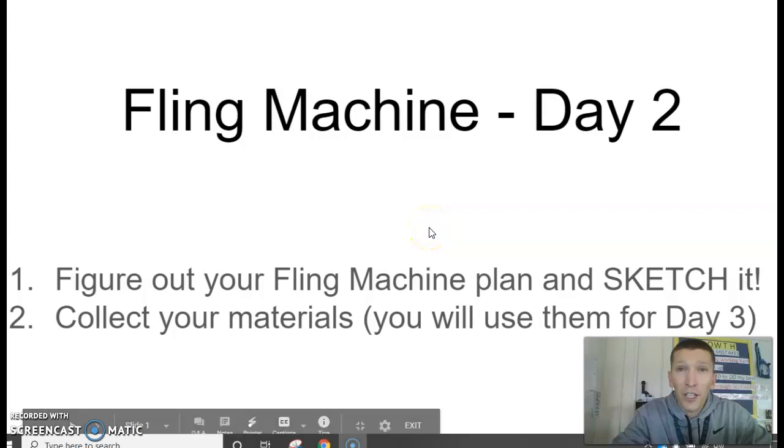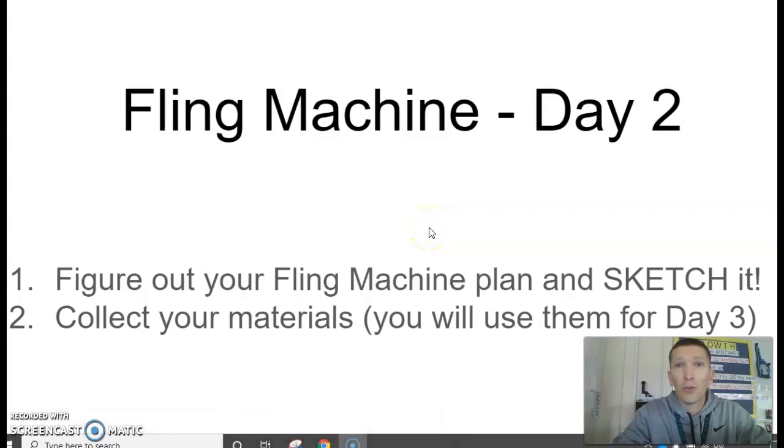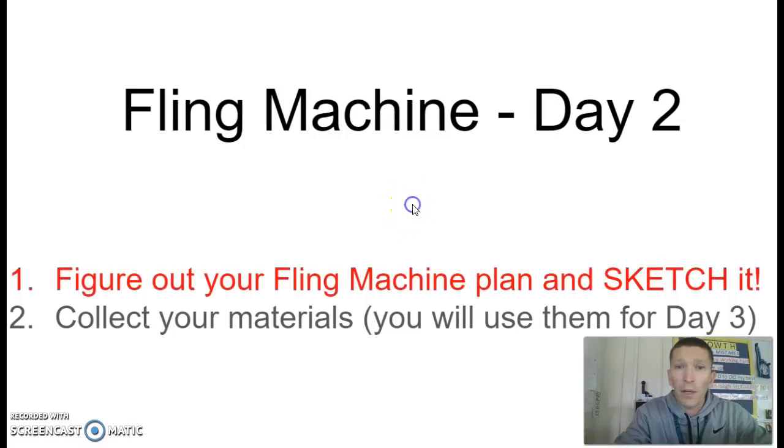All right, you sixth grade engineer students, we are on day 2 of the Fling machine project, which means your activities for today are to figure out what your plan is to build your Fling machine, and then you need to sketch it out. After that, you're just going to gather your materials and collect it right now to make sure you have it for when you build on day 3.